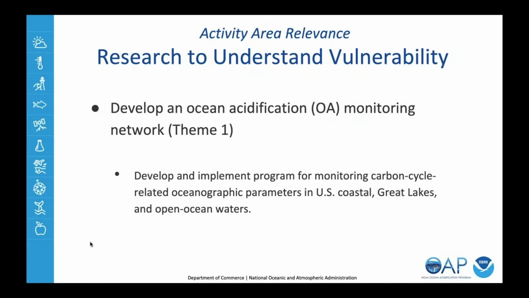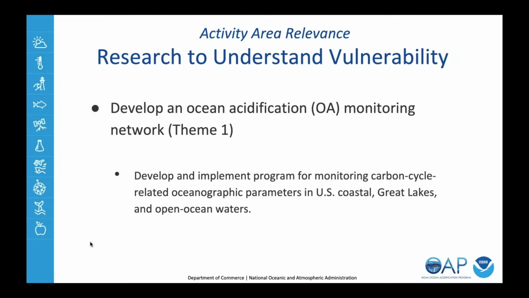The activity area that this work pertains to is research to understand vulnerability, and it primarily relates to theme 1 of the OAP research plan from 2010, which is to develop an ocean acidification monitoring network. The subtask that this work focuses on is to test and develop sensor technology to quantify and track ocean acidification.